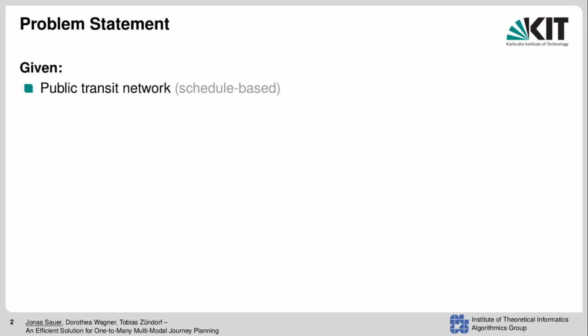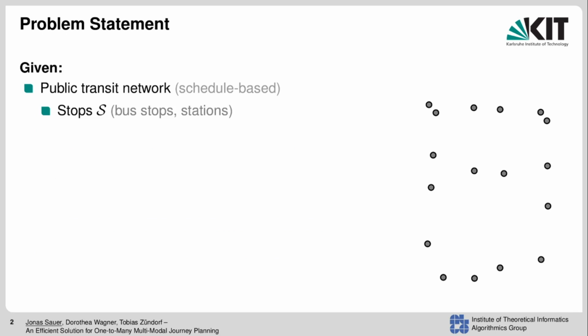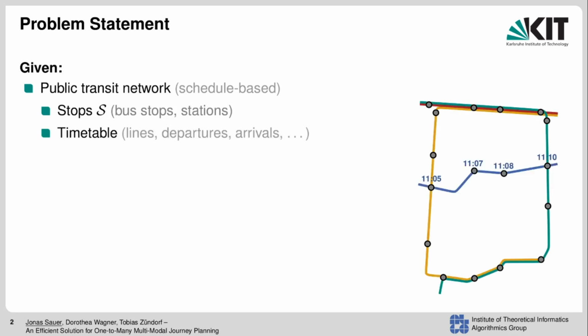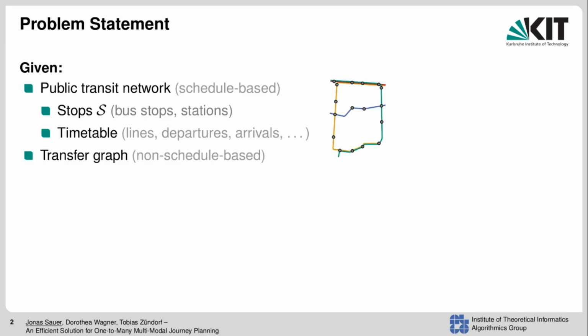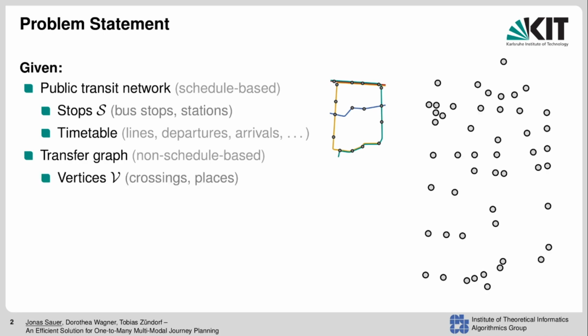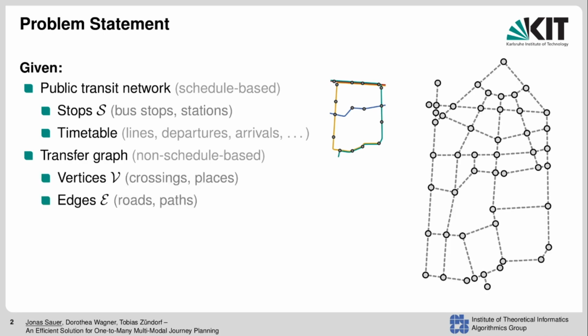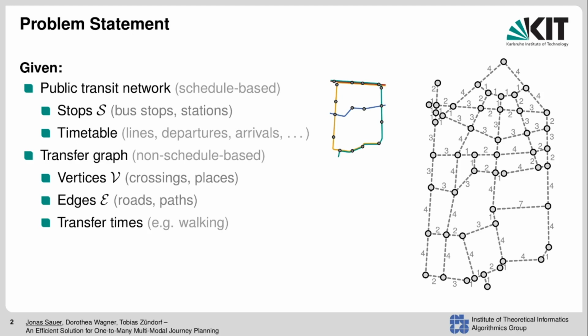Now let's formalize our problem statement. We are given a public transit network which consists of a set of stops representing bus stops or stations and a timetable which defines how the vehicles move through the network. Our secondary transfer mode is represented by a transfer graph consisting of vertices, edges, and transfer times for each edge, which might represent walking, for example.